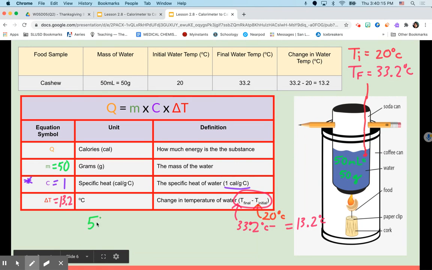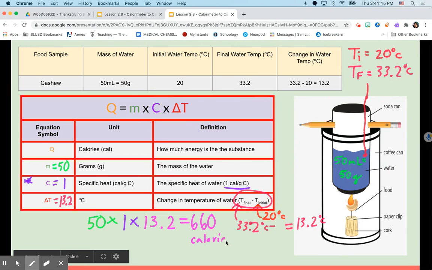All right, so in my calculator, I'm going to type in 50 because that was the mass of the water, times 1 because that is always the specific heat of the water, times 13.2 because that is the temperature change in the water before we burn the cashew and then after we burn the cashew. So type that into your calculator and you should get 660 calories.